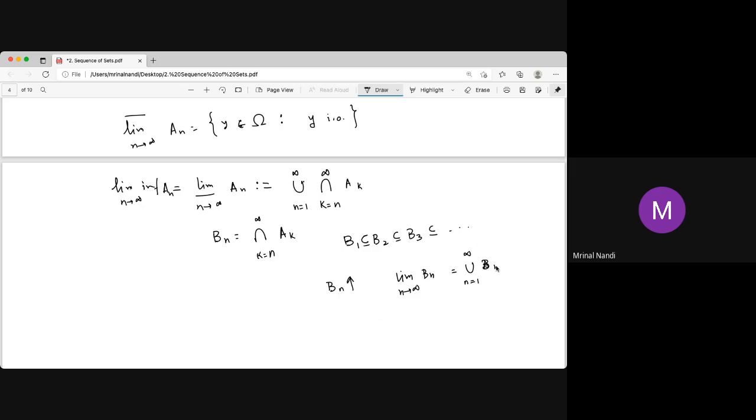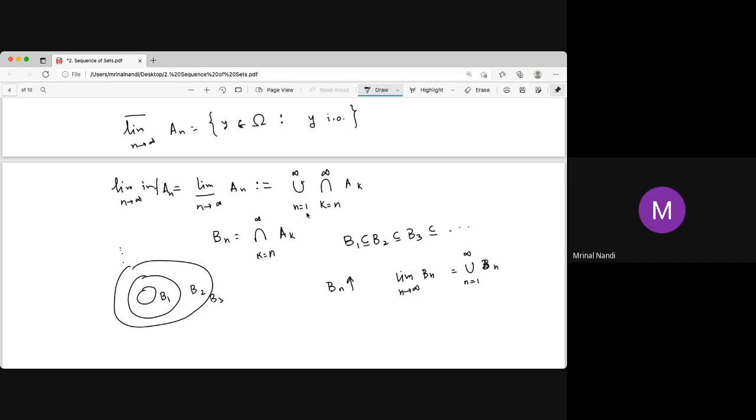So say it is B_1, then B_2, then B_3, dot, dot, dot. So this is the union over all of these, if it is an increasing sequence. But the A_i are not an increasing sequence. So that's why we take an intersection, and then it is an increasing sequence. Then we take the union.